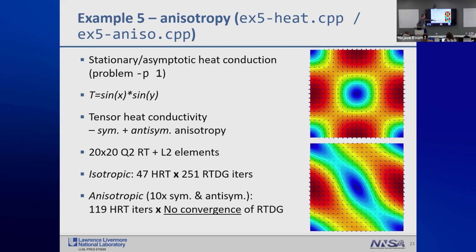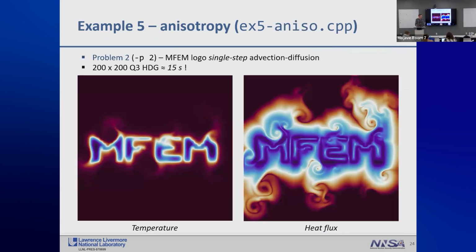So with some antisymmetric anisotropy, when the heat flux swirls, suddenly classical RTDG mixed formulation has no convergence at all. This should complement the preconditioner, but HRT nicely converges, with a little bit higher number of iterations. And we may play a little bit with this. So this is our problem. And by the way, this simulation with HRT, HDG elements took just like 15 seconds on this computer.